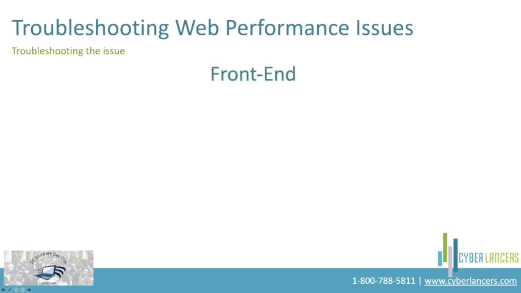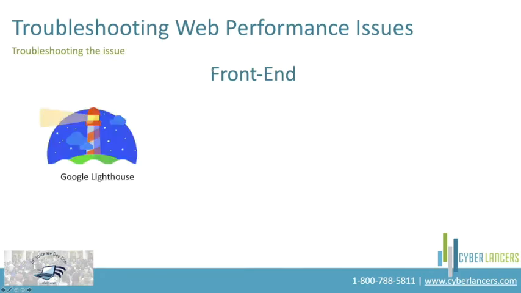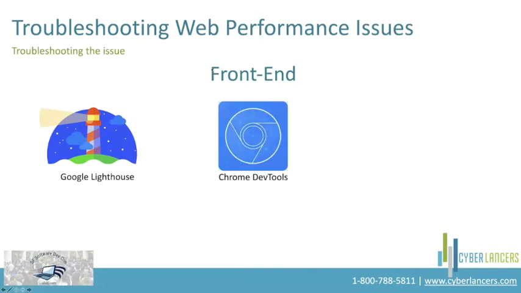If the problem's on the front end, we have a number of tools that we can use that will help us determine how we can speed up the site and where some of the problems are. First one is Google Lighthouse, a tool that has come out in the last couple of years from Google that's now part of the developer tools and will audit your website and tell you where there might be slowdowns. Another is Chrome Dev Tools. This is built into the Chrome browser, and you're able to get all sorts of different information on your website to help you debug and find performance issues.